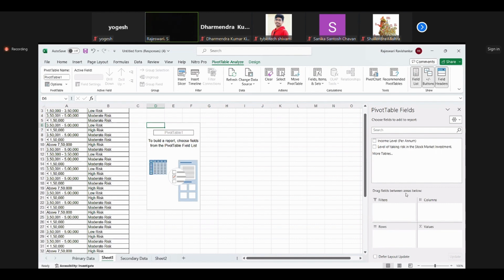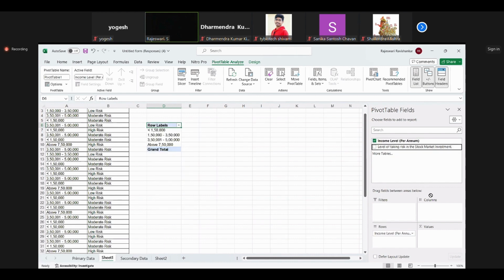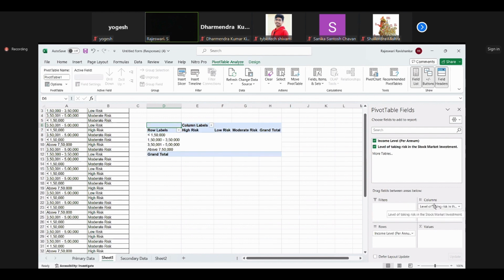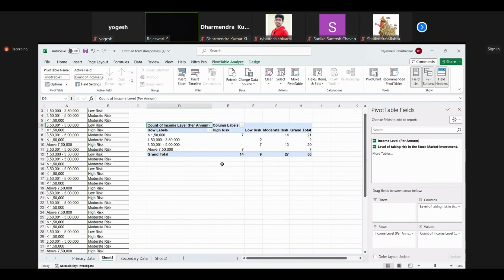Now I have to decide which has to come in the row and which has to come in the column. I have to map it up first. I keep my income in my row. I keep my level of risk taking in my column. My columns and rows are fixed. Next, I want to fix the value for this. You can click both the things; whether you take level of income or level of risk taking, both the answers will replicate the same. So I'm now taking level of income in the values. Whatever data I had created as jumbled was segregated using my pivot table.